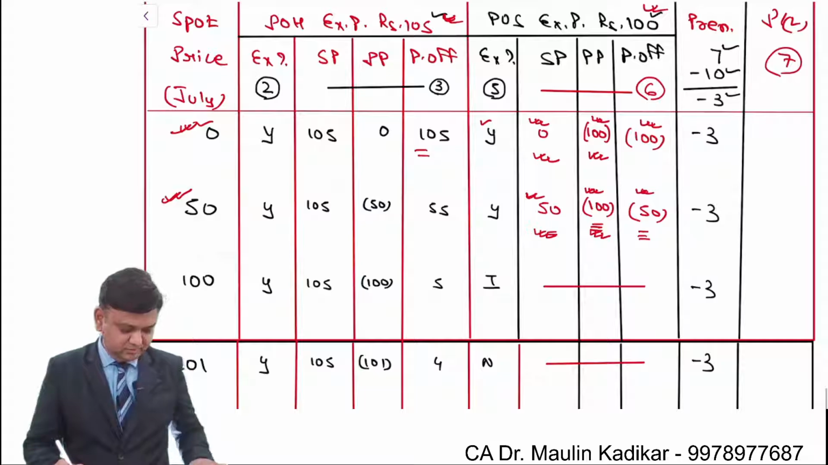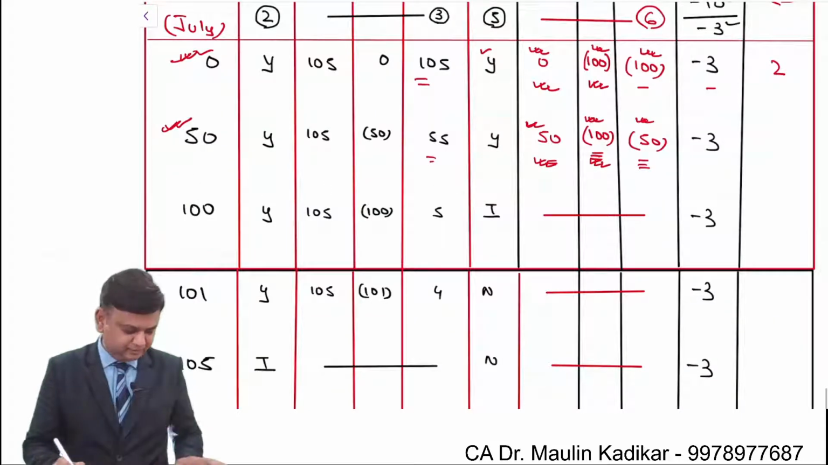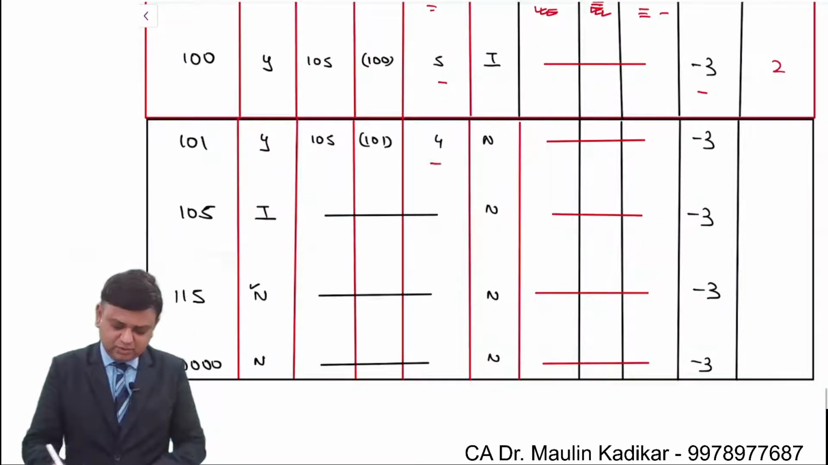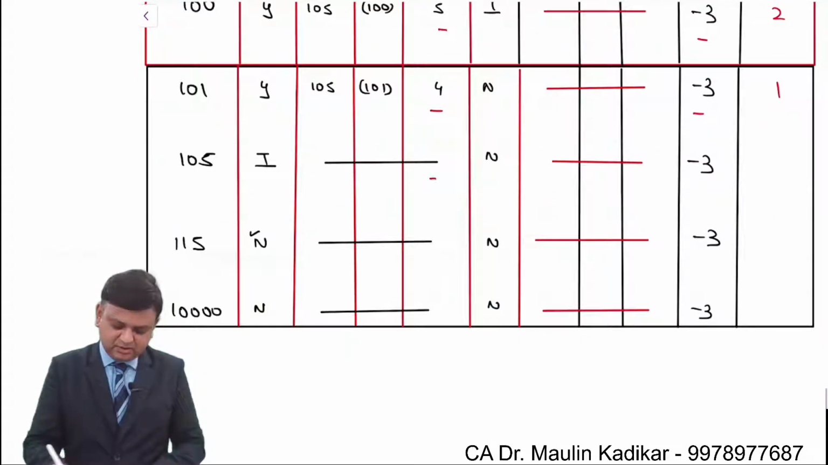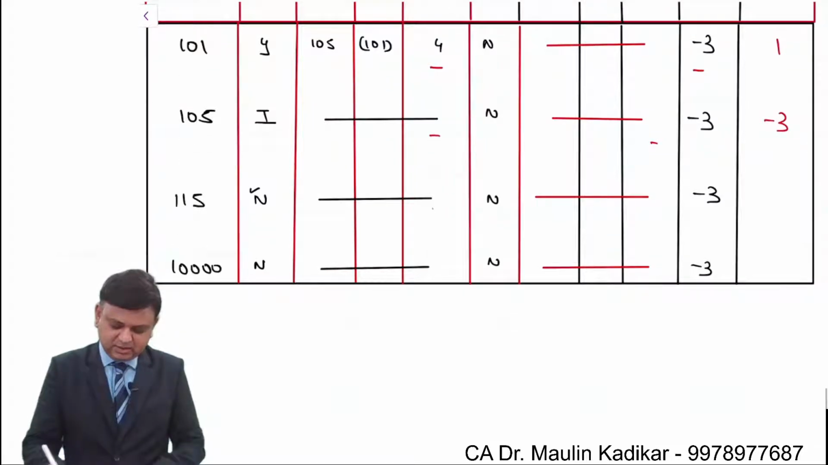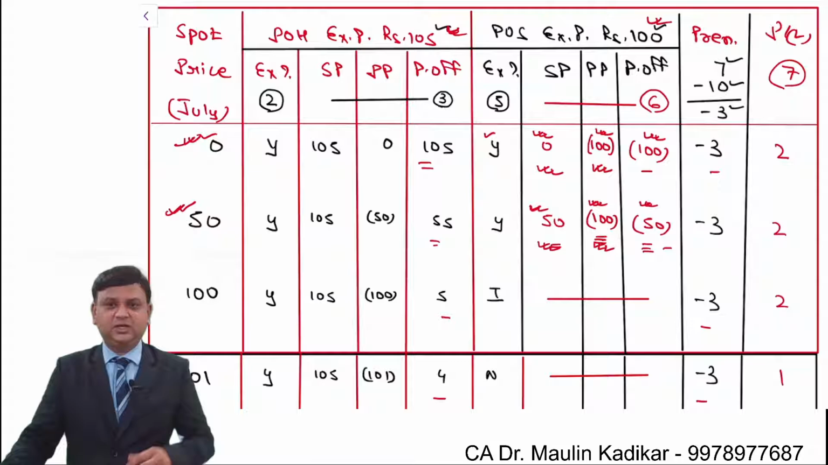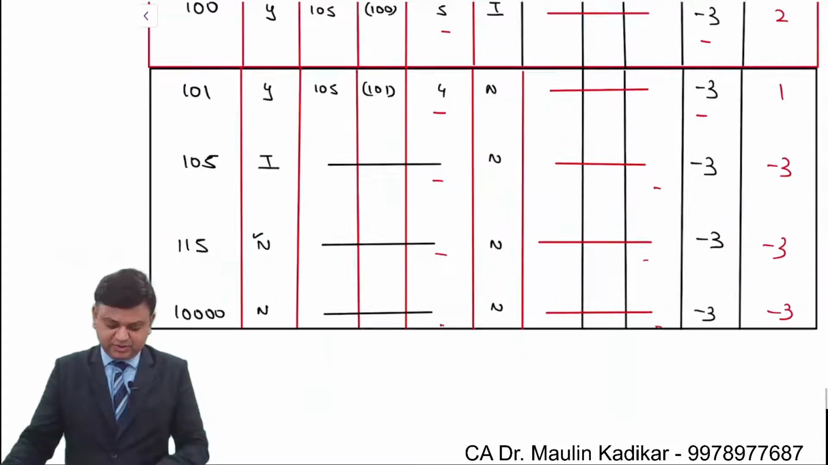105 minus 100 minus 3. So that is a profit of rupees 2. 55 minus 50, 5 minus 3, that comes to 2. 5 minus 3, that comes to 2. 4 minus 3, that is 1. Nothing and minus 3. Nothing and minus 3. And over here also minus 3. That is the way the profit or loss is calculated for different spot prices of the equity share.